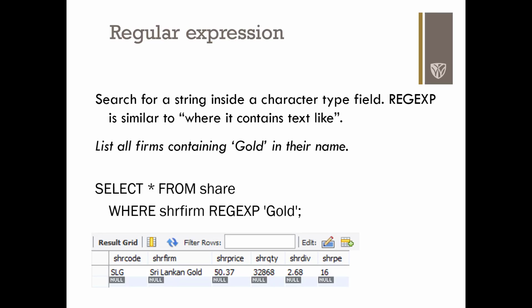A regular expression or reg expression is similar to saying where the query contains text like something. So let's assume we want to find all the firms that contain the word gold in their name. I can use select star from share, where share firm reg express gold. And again, we have to use single quotes around gold because the share firm was defined initially as being character value. And you can see that when we do this, it finds Sri Lankan gold, which is what we were hoping for.